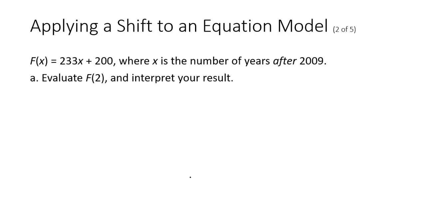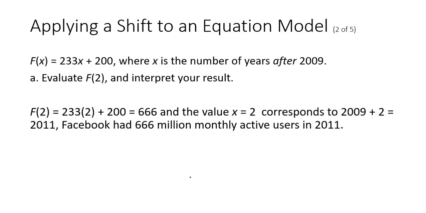Okay, so we have f of x equal to 233x plus 200, where x is the number of years after 2009. We want to evaluate f of 2. So f of 2, we just have to substitute 2 for each x. That would be 233 times 2 plus 200. That results in 666. And the value of 2 corresponds to 2 years after 2009. So 2009 plus 2 would be 2011. So Facebook has 666 million monthly active users in 2011.